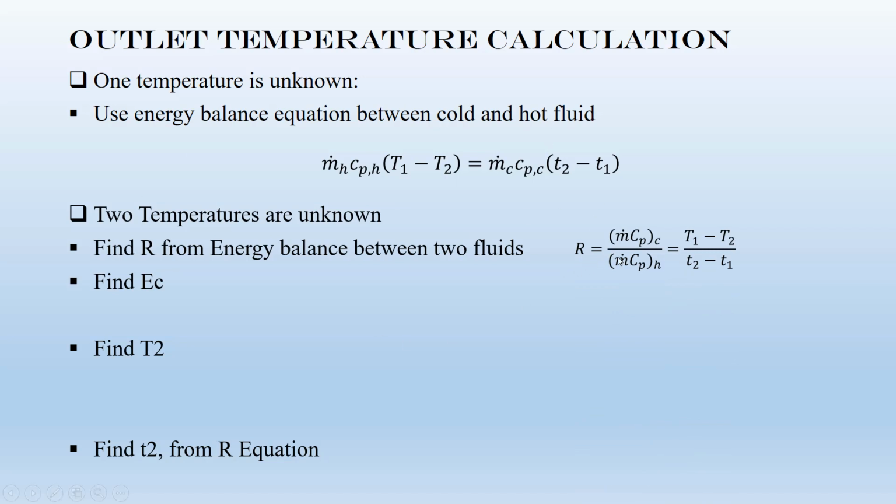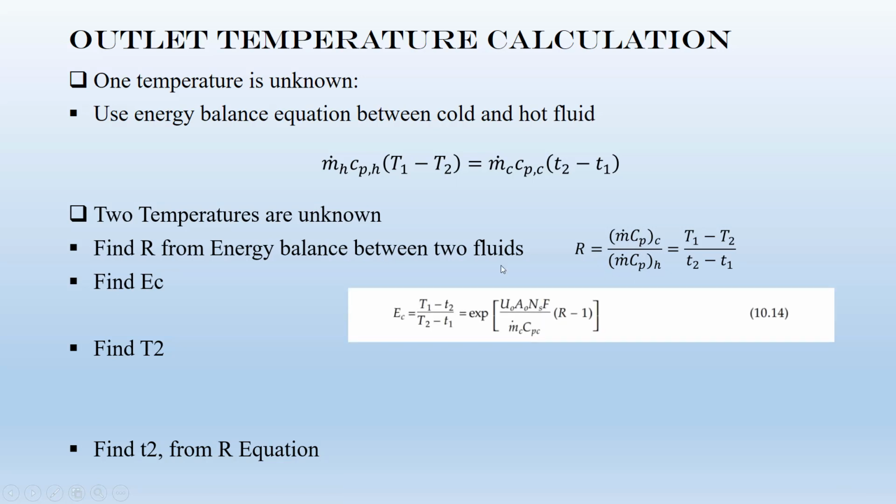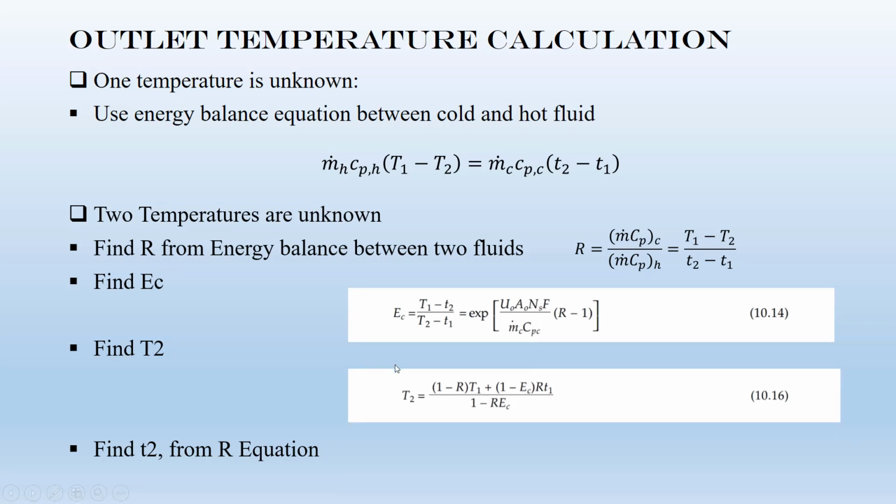So to find the exit temperatures, in this case, if you have two unknown temperatures, first you can find R by having the m dot Cp for the cold fluid and hot fluid. The ratio of these two is R. Then you can find the EC. To find the EC, you need to have the overall heat transfer coefficient, the overall area, F, correction factor, R, and m dot Cp for the cold fluid. And then by using this correlation, you can find the exit temperature of the hot fluid. And then by using the definition of R, you can find the exit temperature for the cold fluid.